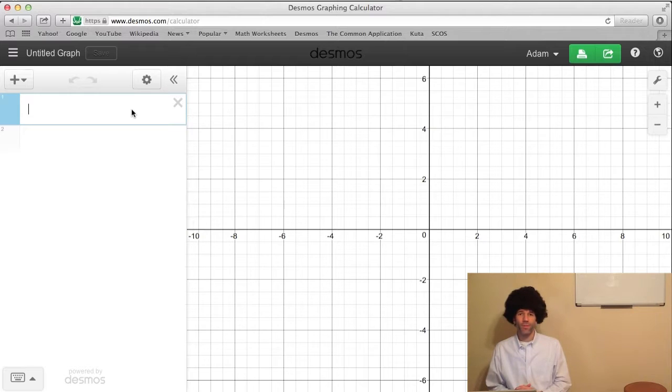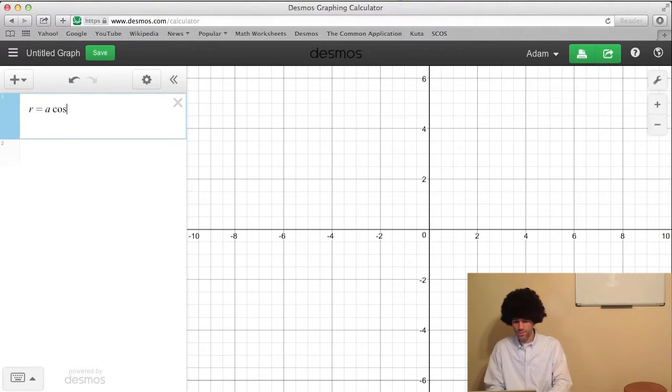So let's graph the barn and the flower and the sun and the birds. Let's do it. Let's start with the flower. The flower is going to be at the origin, and it's going to follow this equation. It's going to be polar. R equals A cosine, parentheses, B theta, we'll spell it out, T-H-E-T-A, minus C plus D. I'm going to add a slider for all of them.